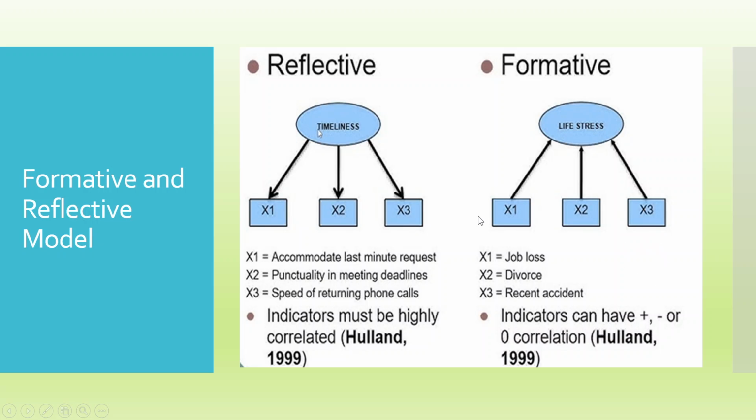But if I talk about the reflective one, the characteristics which are exhibited for a person who is punctual in time, that is timeliness: X1, accommodate the last minute request; X2, punctuality in meeting deadlines; X3, speed of returning the phone calls. In case of reflective model, it is necessary that the indicators must be highly correlated according to Hulland.